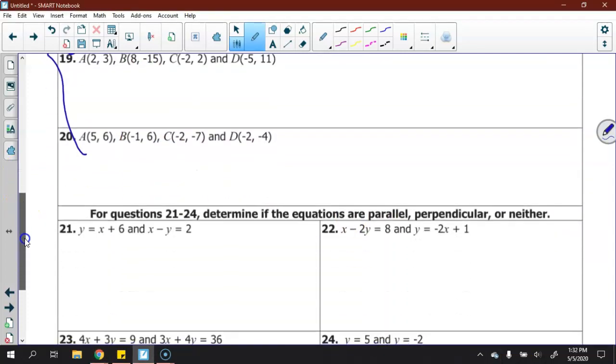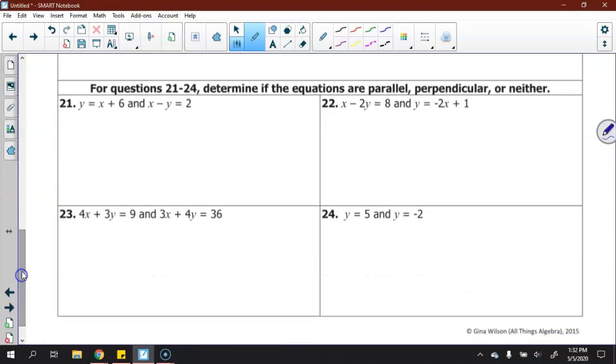All right, so if I scroll down here and start looking at these, it's just asking, can you determine if these are parallel, perpendicular, or neither again? The easiest way to do this is to reorder and get them into slope-intercept form. I'll show you on number 23, so I'll start with this one right here.